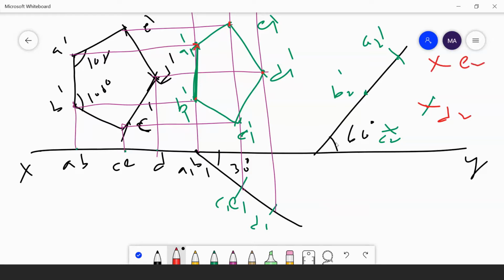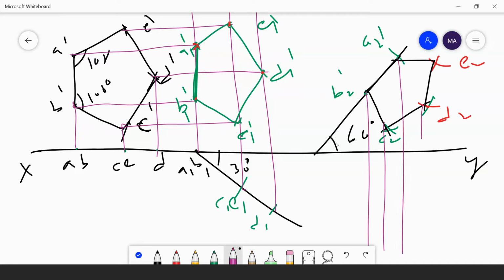Join all these points. Okay. Then you will get a pentagon which is inclined. The resting side is inclined at 60 degrees. Then project all these points downwards. Then project all these points right side.